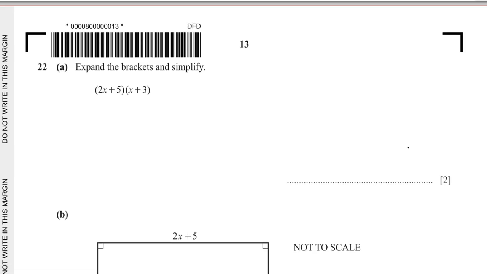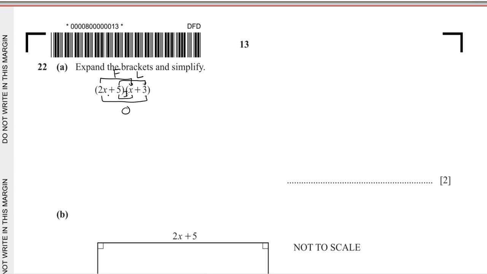Next question, expand the brackets and simplify. We can use the FOIL method, where FOIL stands for first and first, F. O stands for outer and outer, O. I stands for inner and inner, I. The last one, L, stands for the last two. So what we have to do is times them all together.